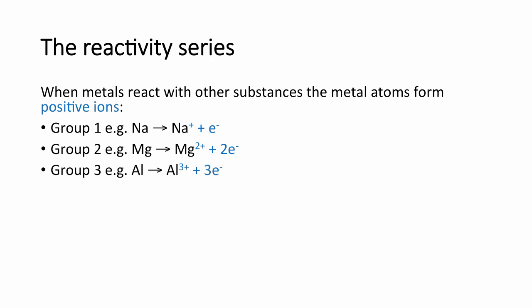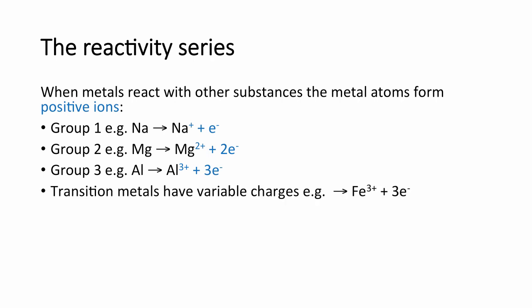Group 3 metals such as aluminium form 3+ ions. And transition metals have variable charges. So for example, iron(III) has lost 3 of its electrons to form a 3+ ion. But iron can also form a 2+ ion in iron(II), and these are normally denoted in Roman numerals.